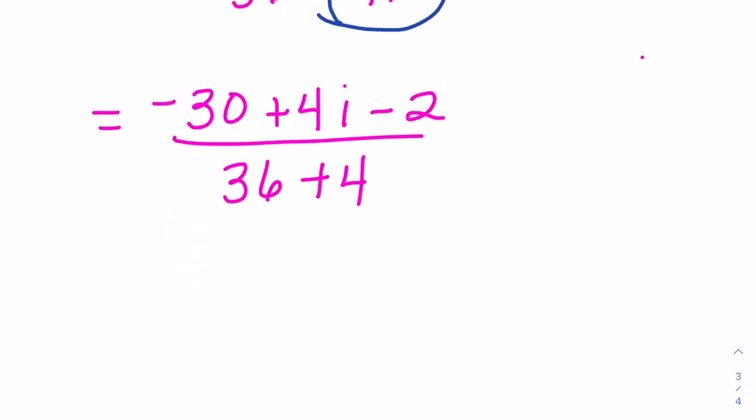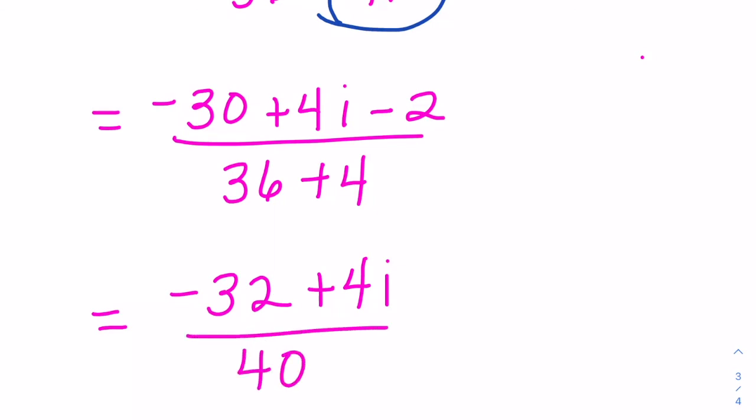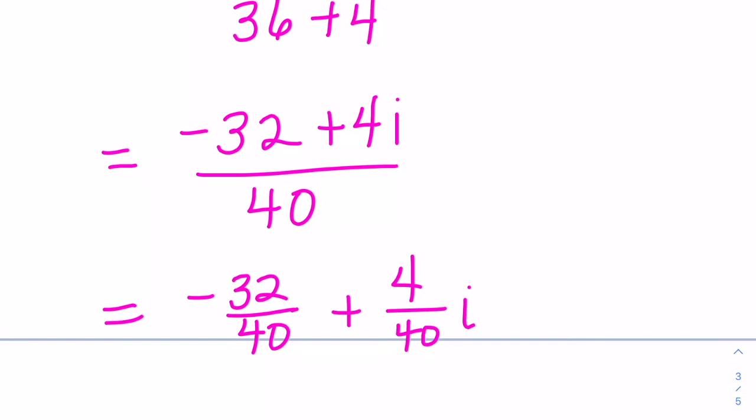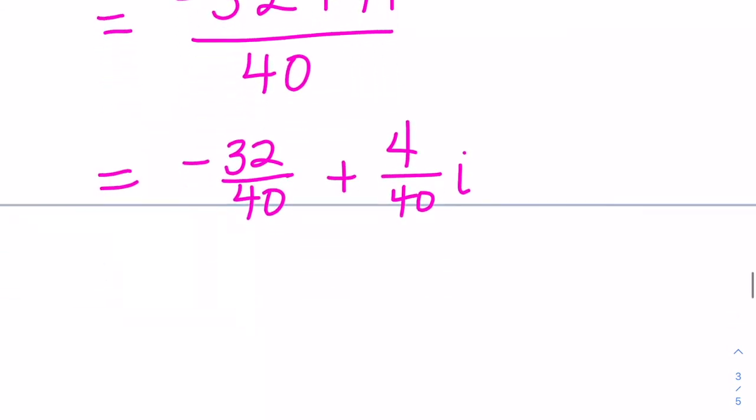Let's simplify that a little bit more. So we get negative 32 plus 4i in the numerator over 40. But remember, we need to write that in standard form. So that's going to be negative 32 over 40 plus 4 over 40 i. And these fractions can reduce. 8 goes into 32 and 40, so it's going to be negative 4/5. And this will be 1/10 i.